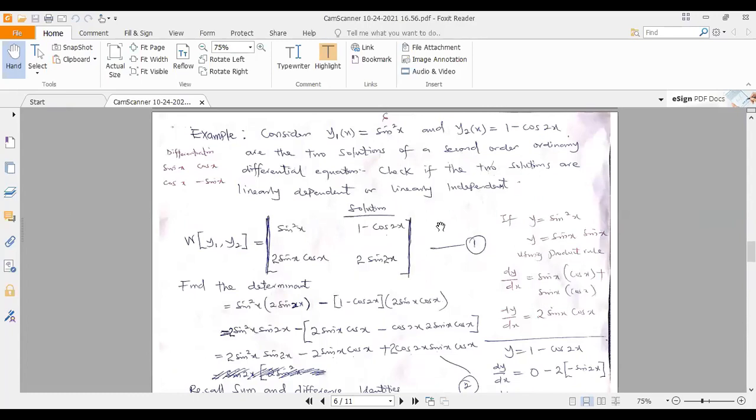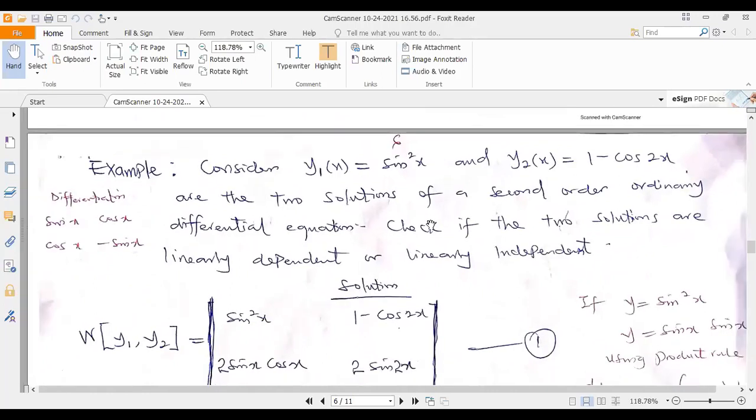But the point I'm trying to show you now is that if you have two solutions, are they dependent or not dependent on one another? So let's look at this now. Back to the example. Here, we have two solutions, sine square x and 1 minus cos 2x. These two are solutions to a particular second order ordinary differential equation. Now, we should check: are they dependent on one another or not dependent on one another? Now, let's look at the solution.